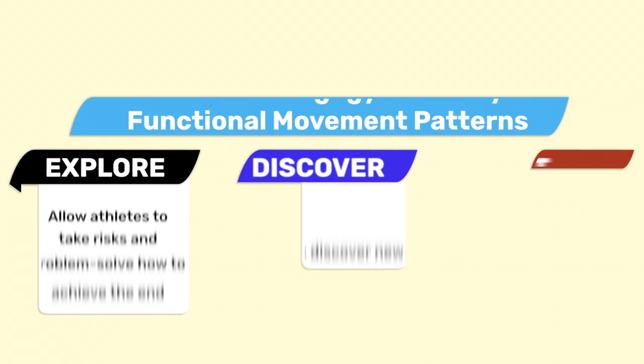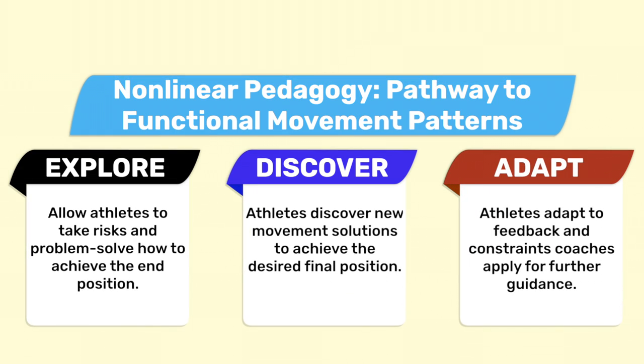So in athletics, this looks like coaches communicating the ideal final position of a movement pattern and then allowing time to explore, discover, and adapt their own functional movement solutions. Any verbal description in NLP has to stay clear, and it also has to stay simple. It really should try not to contain any prescriptions for how to achieve the desired positions.